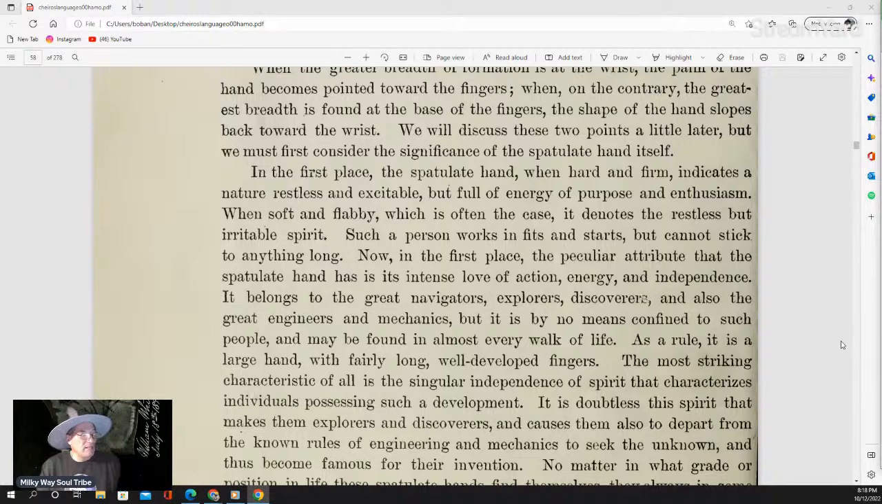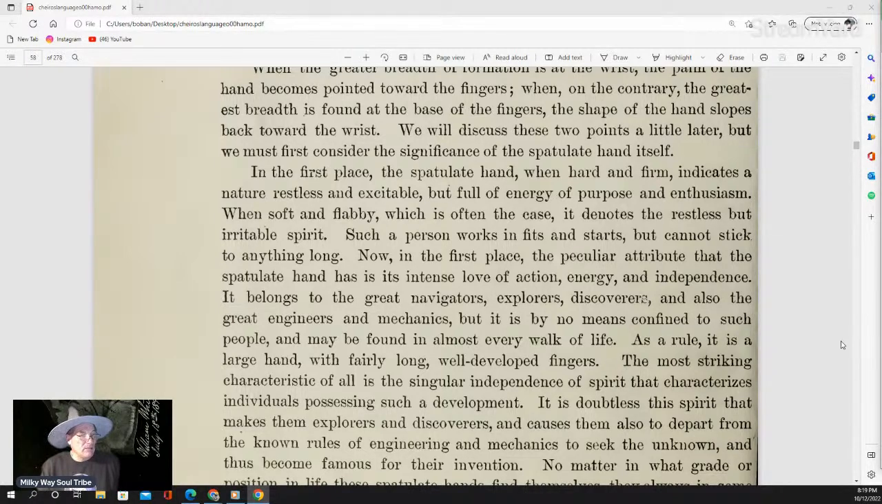Now, the particular attribute that the spatulate hand has is an intense love of action, energy, and independence. It belongs to the great navigators, explorers, discoverers, and also the great engineers and mechanics. But it is by no means confined to such people, and may be found in almost every walk of life. As a rule, it is a large hand with fairly long, well-developed fingers. The most striking characteristic of all is the singular independence of spirit that characterizes individuals possessing such a development.